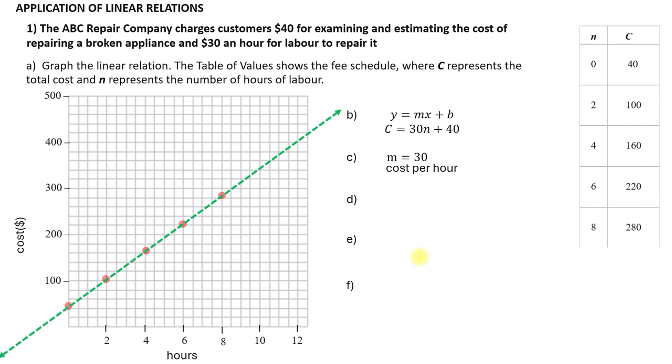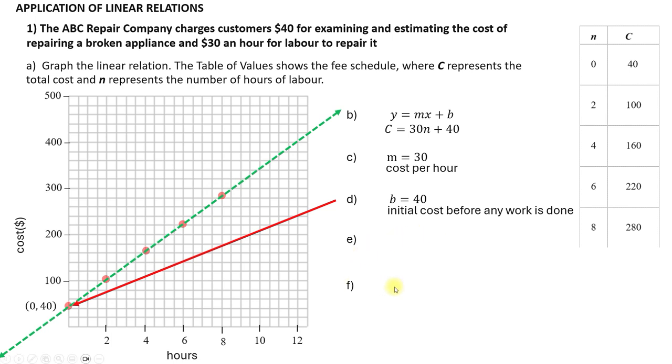What is the y-intercept in this relationship, and what does it represent in this problem? Well, looking at our equation, we can see that the y-intercept is 40. So we can say B equals 40. And it represents the upfront cost, or the initial cost, before any work is done at all.